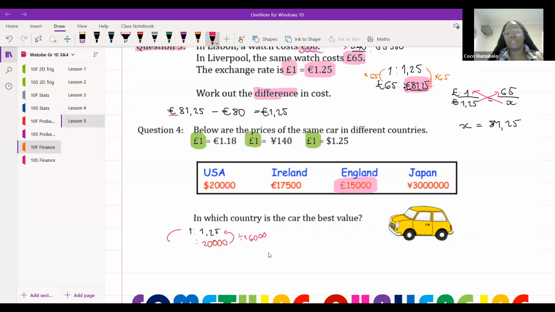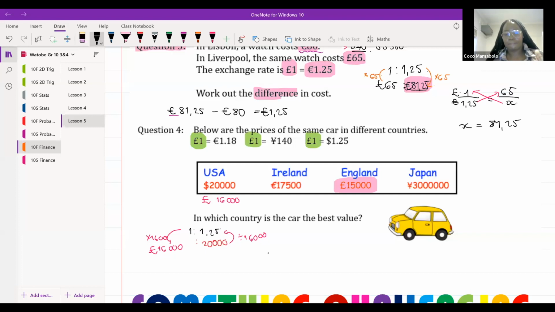Right, so now when you go down this side, we also have to multiply by 16,000. So that tells me that $20,000 US dollars is the same as 16,000 pounds. Yes, we're gonna write that one just in pounds. Good. Well done, Mawande. Do you want to do the next one as well? Sure, why not.